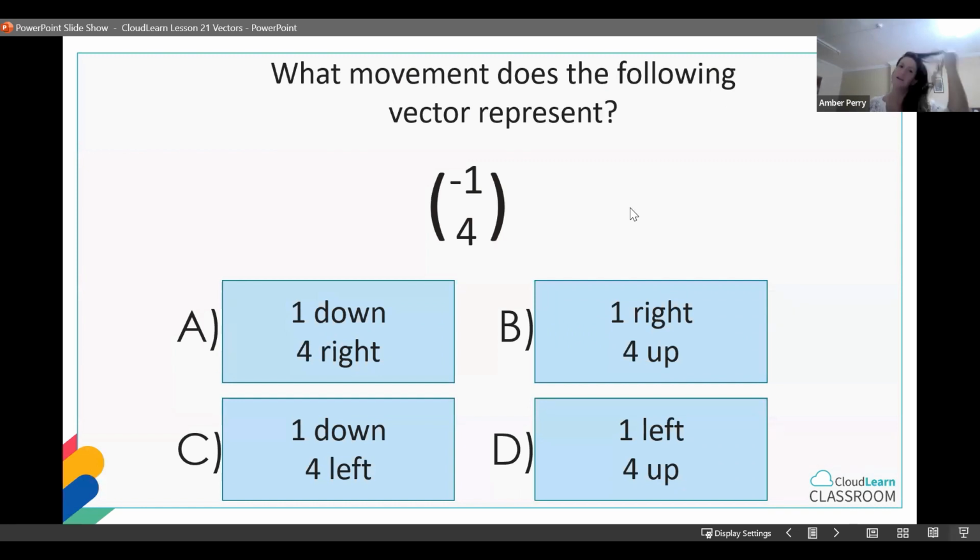So this one here, we've got -1 on the top and we've got 4 on the bottom. So is this representing 1 down and 4 right? 1 right and 4 up, 1 down and 4 left, or 1 left and 4 up? It's a lot to think about. I'm just going to leave it there for a second before I put the voting up to give you a second to think about it. And hopefully that's long enough. So I'll give you a chance now to vote.